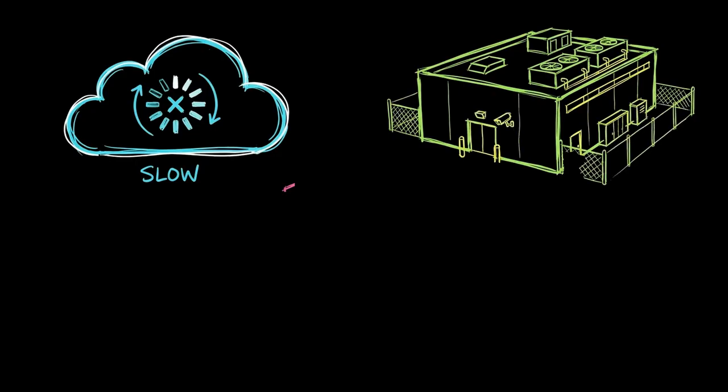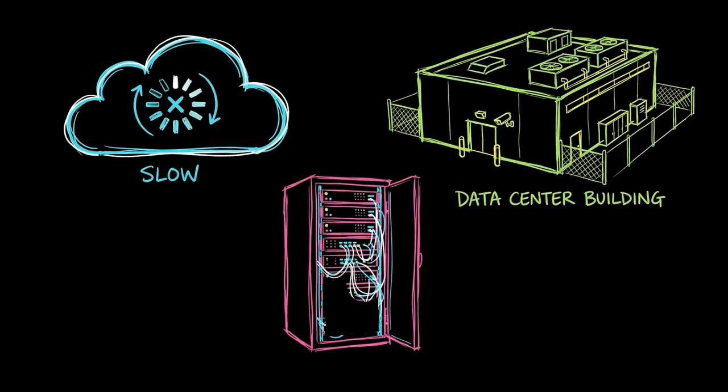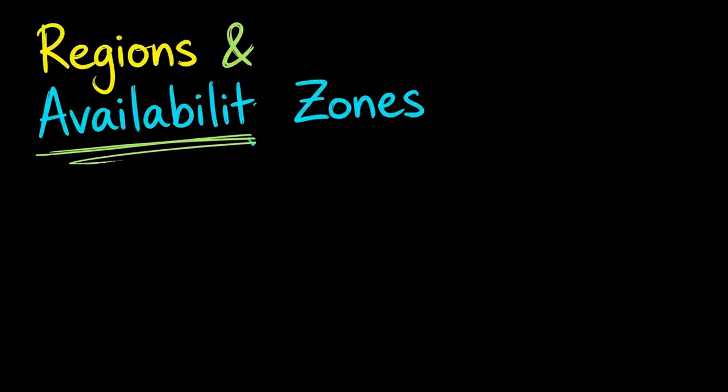When we say the cloud, we're not talking about something abstract floating everywhere. We're talking about Amazon's real physical data centers, huge buildings full of servers, power systems, and network cables. AWS organizes all of this hardware using two key concepts: regions and availability zones.